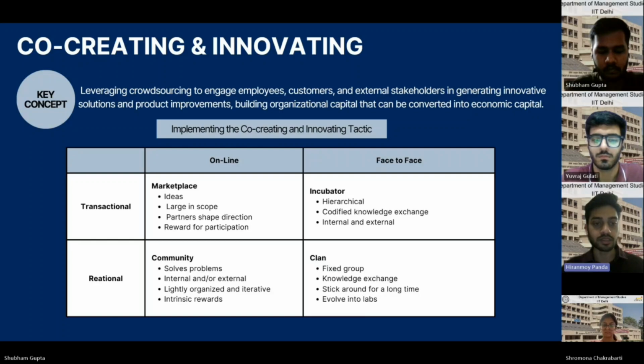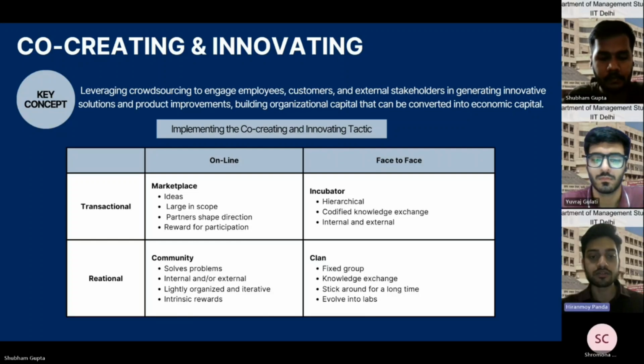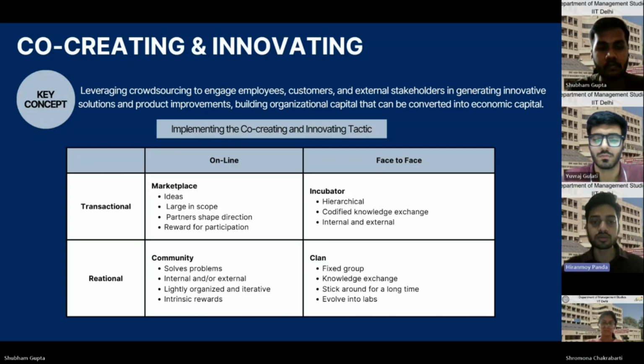Also, if we talk about the community, it solves problems, and there is internal and external participation. It is lightly organized and iterative, and rewards can be intrinsic as well as extrinsic, right? So the relational category focuses on intrinsic rewards. Now the clan, we can see a fixed group of people are there, knowledge exchange is there, and it sticks for a longer time. If you just move to the next slide.